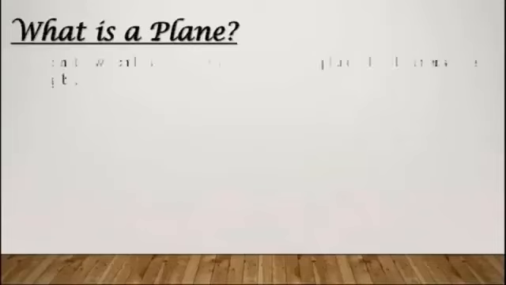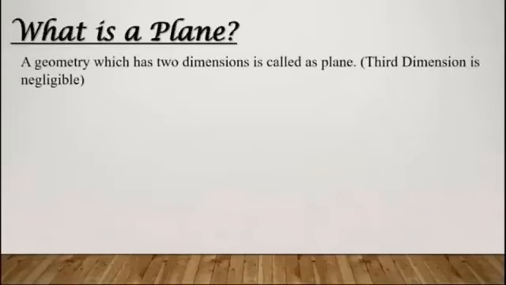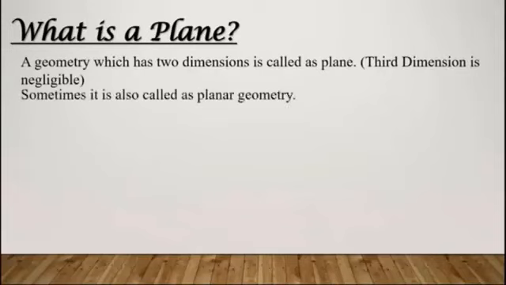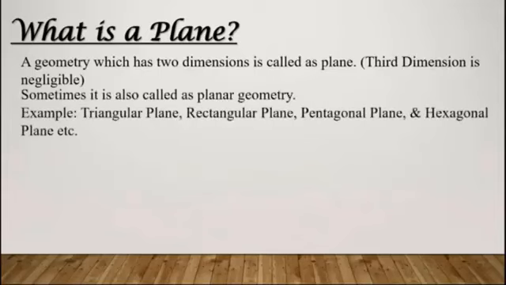What is a plane? A geometry which has two dimensions is called a plane. In this, the third dimension is negligible. Sometimes it is also called planar geometry. Examples are triangular plane, rectangular plane, pentagonal plane, hexagonal plane, and so on. We can also have a semicircular plate or a circle as an example of this. The examples mentioned here are also called polygons because they have multiple sides.